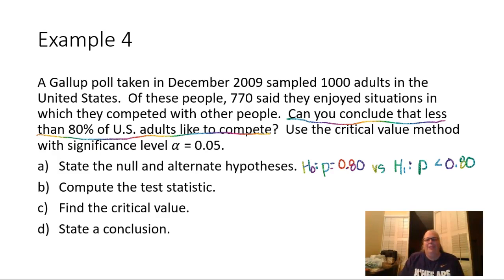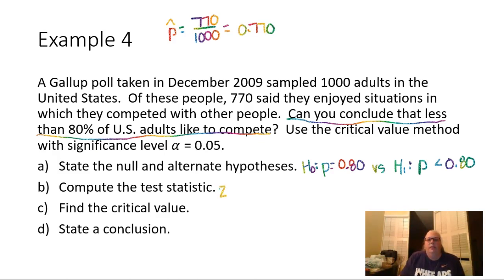Part B, we're going to compute the test statistic. Okay, before we do that, we actually need to know what p hat is. P hat is just the proportion for the sample that I've done. This is the number of people who have the characteristic I'm looking for, in this case, the people who enjoyed situations where they're competing, divided by the number of people in my sample, which in this case is going to be 1,000. So 770 divided by 1,000. And if we put that in the handy dandy calculator, that will give us 0.770, or just plain old 0.77.